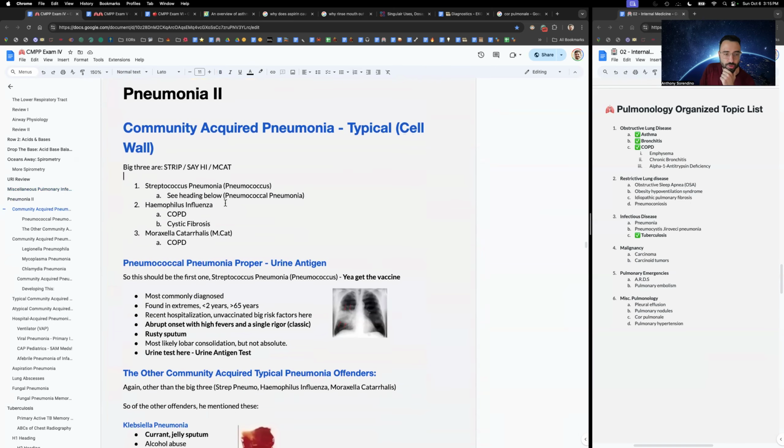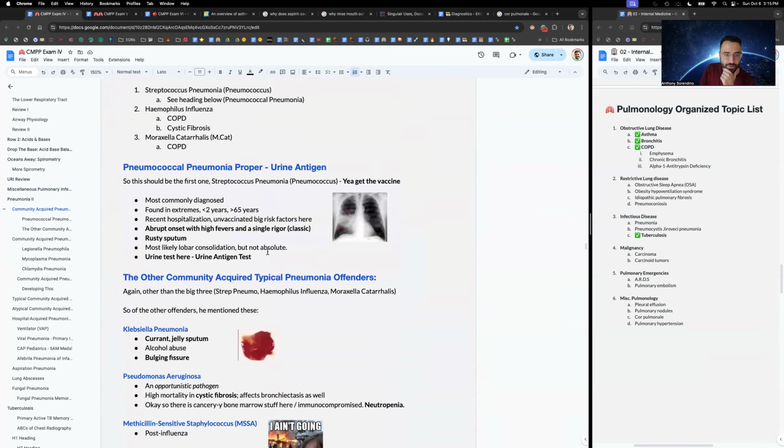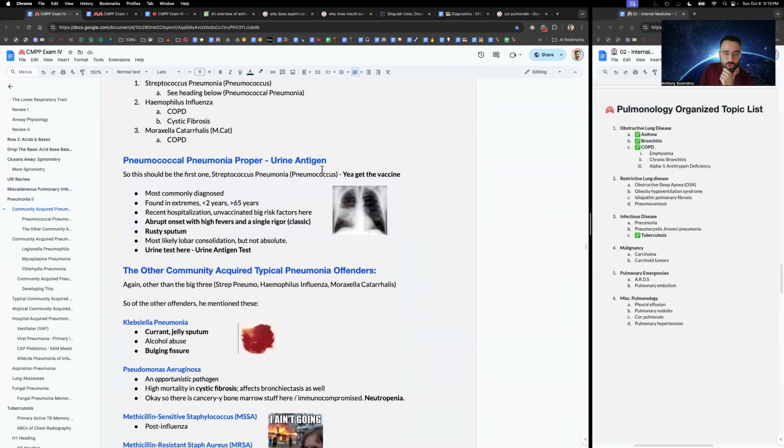So there's our strep pneumo, our H flu, our MCAT. You can do a urine antigen for strep pneumo and for Legionella. That's always a good thing that comes up.